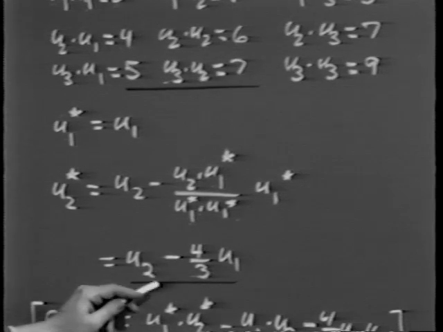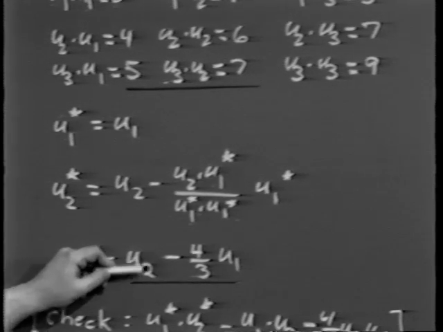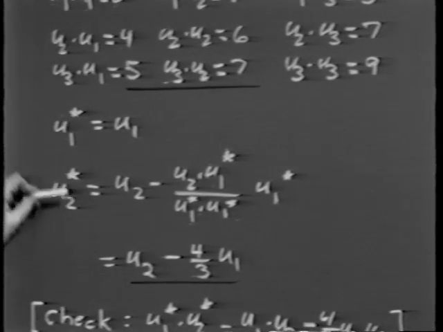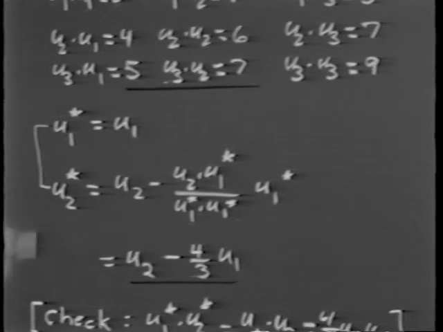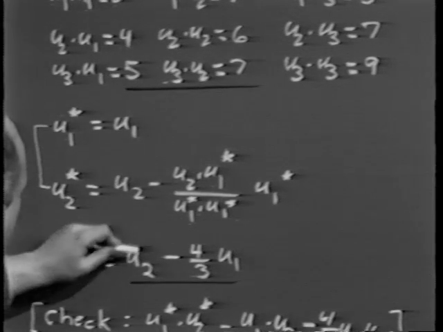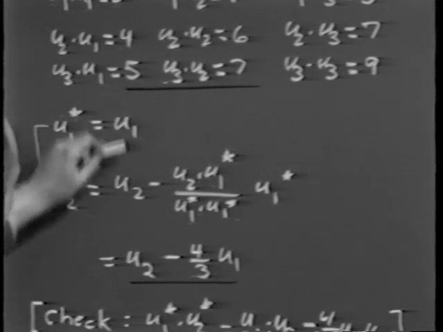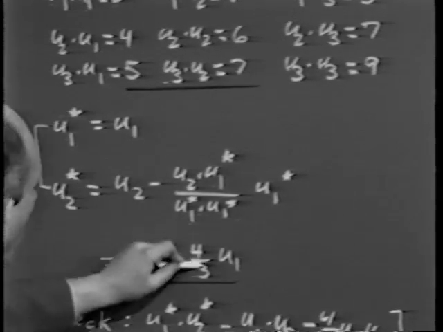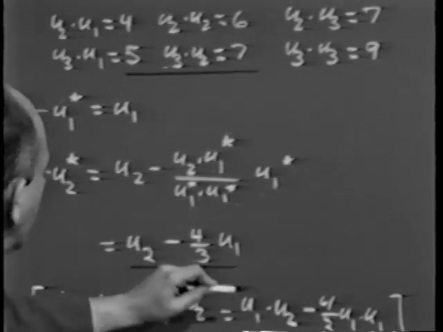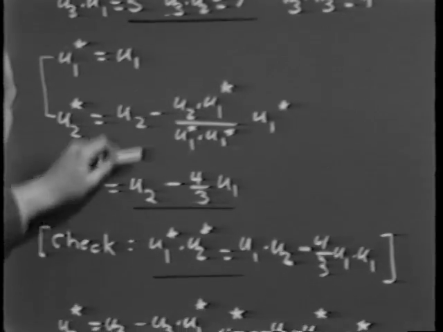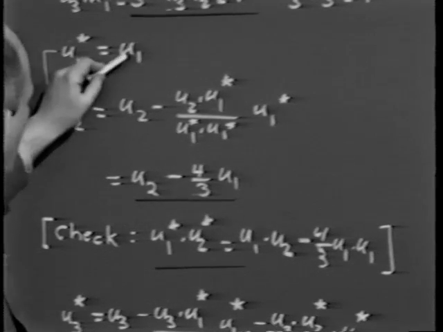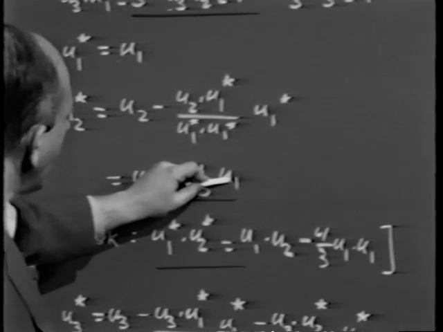In other words, u2* is simply u2 minus 4/3 u1. And by the way, as a check, what was this supposed to do? If I replaced u2 by u2*, these two vectors here should now be orthogonal. Are they? Let's dot them. If I dot these two, I get what? u1 dot u2 minus 4/3 u1 dot u1. Notice that u1 dot u2 is 4, u1 dot u1 is 3.